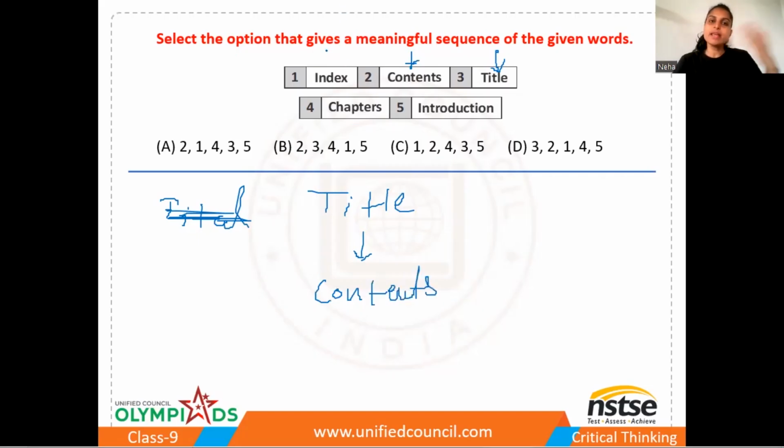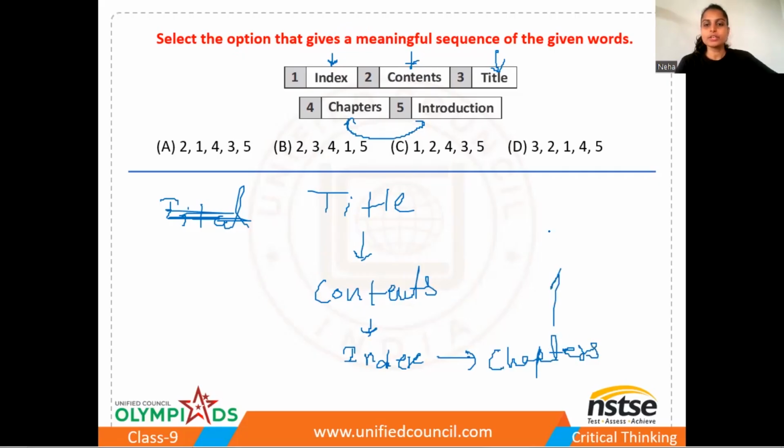Then on the next page we have the index, in which all the names of chapters are written, right? So the next thing is index. Perfect. First let me explain, then I will tell you the shortcut also. After index we have chapters, and in the chapter we have the introduction. So I can say option B is the right answer.